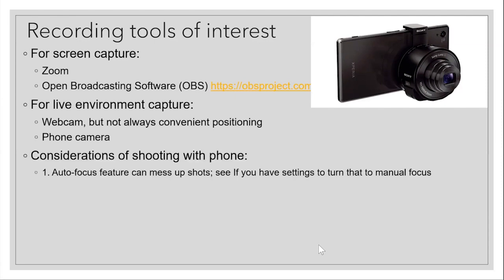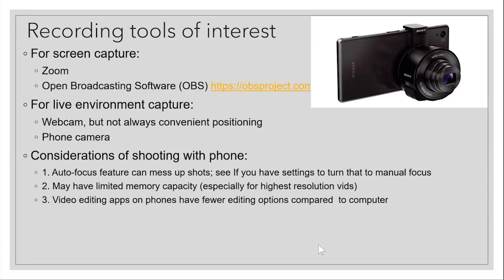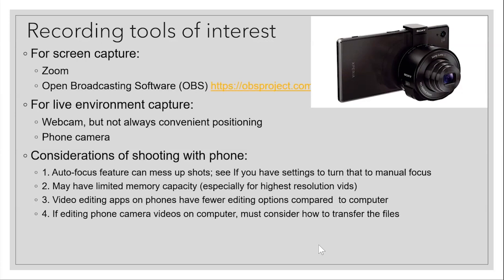If you are shooting with your phone, autofocus can work against you. So if you are trying to position yourself or there's any amount that the camera person has to move, try to see if you could turn autofocus to something more manual. If you're shooting with a phone, limited memory might be a thing if you're taking big high resolution videos, so do consider that. In the video editing portion, some phones do have video editing apps, but they don't have all the bells and whistles. So that's where trying to transfer it to a computer is more sensible.